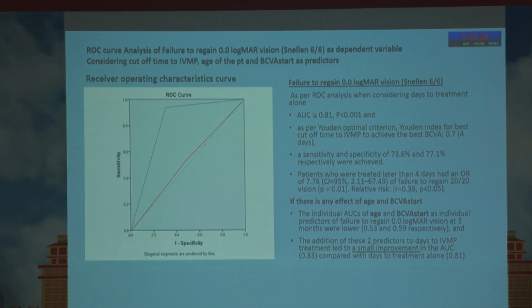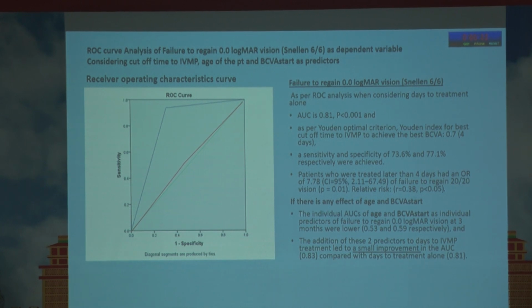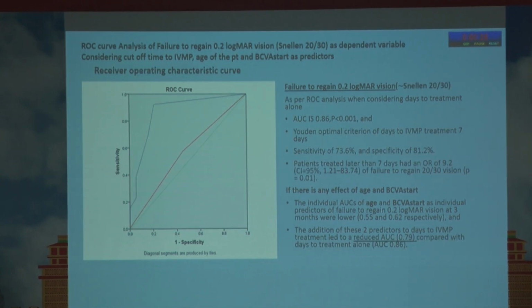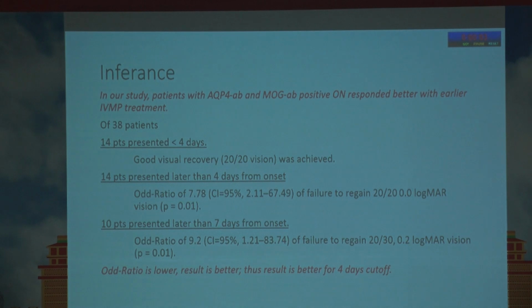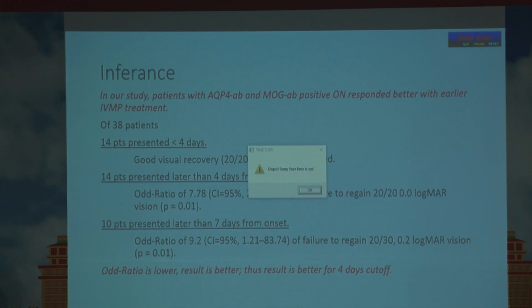Here the Youden's optimum criterion shows the best corrected visual acuity comes when it is treated in less than 4 days. It is the same thing for the curve analysis for 20/30. Here again, the ROC for failure to regain vision shows that treatment within 7 days is better than criteria based on the age of the patient and best corrected visual acuity at the start. In our study, patients with aquaporin 4 and MOG positive optic neuritis respond better if earlier treatment is started.